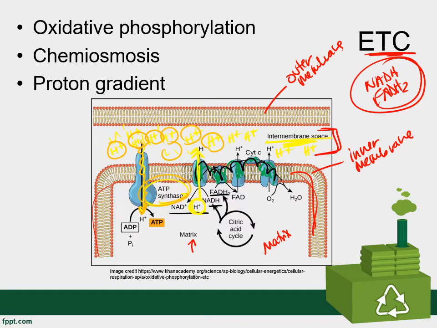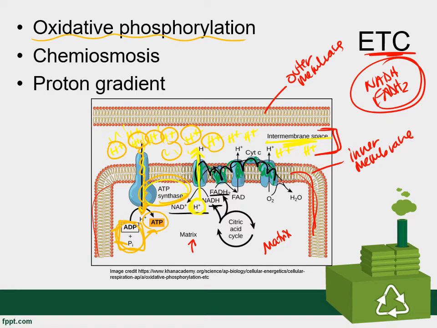ATP synthase is going to use the movement energy, that kinetic energy of those hydrogen ions moving through it, to glue together some ADP and some inorganic phosphate. When these two get smashed together, we now have ATP. That ATP is used for everything that we need to do. Sounds good? Oxidative phosphorylation is what this whole thing is called.